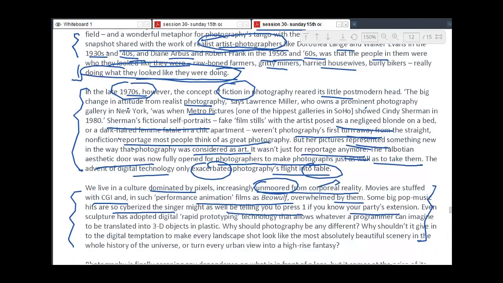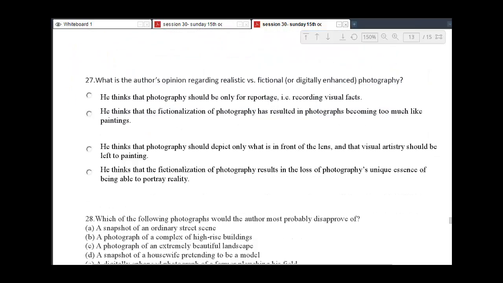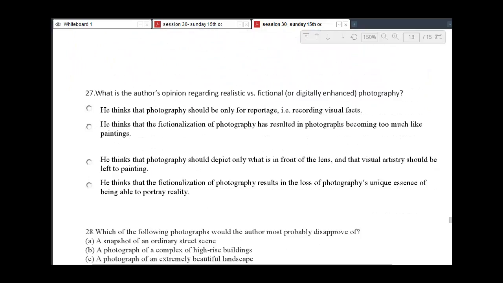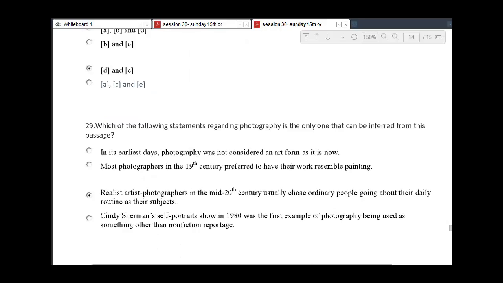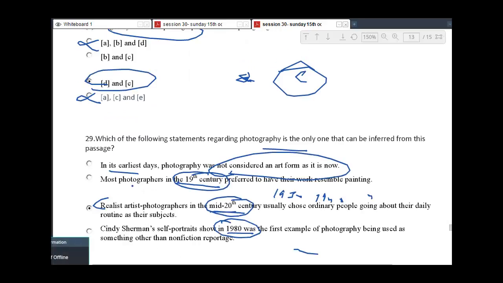They looked like what they were doing and what. So if I have to mark the option, wouldn't I mark most realist photographers in the mid-20s chose people going about their daily routine as their subjects?